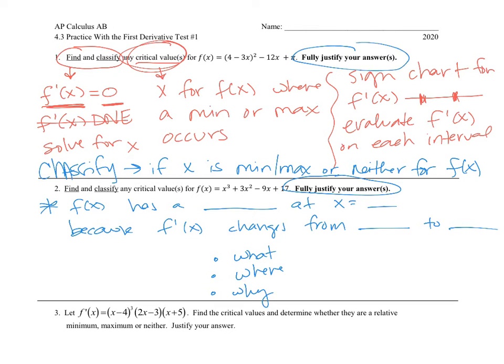So when I say fully justify, in the end, you may need to make some statement identifying what is happening for the f function, a minimum, maximum, or neither. Where is that happening? So what is the critical value or the x value in which that min or max occurs? And why, or how do you know that's happening? It's happening because the slopes are changing from negative slopes to positive slopes. That would be a minimum, or positive slopes to negative slopes. That would be a maximum. So that's what you're doing for problems 1 and 2.